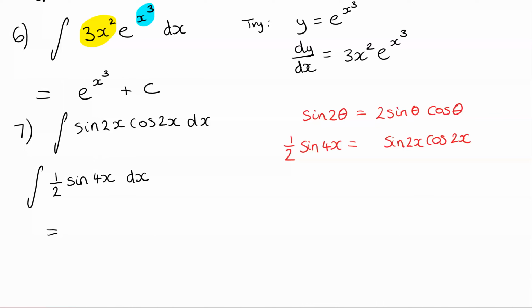So integrate sine 4x, the sine, that's become a negative cos. Remember, when you go from sine and you're integrating it, you go to the negative cos. And then we're just going to divide by the coefficient of x, which is 4. So a half times a quarter, a half divided by 4, is just going to be an 1/8 cos 4x plus c.